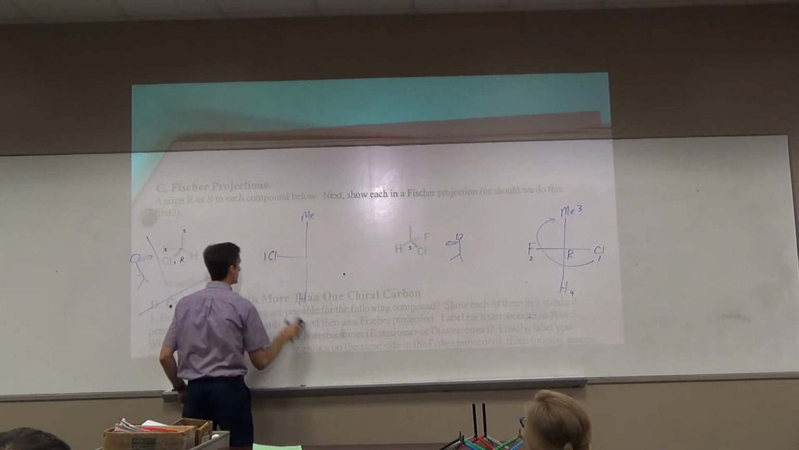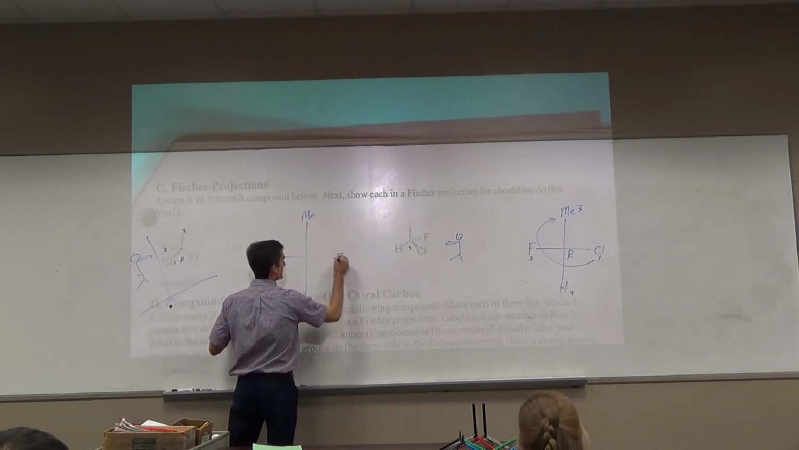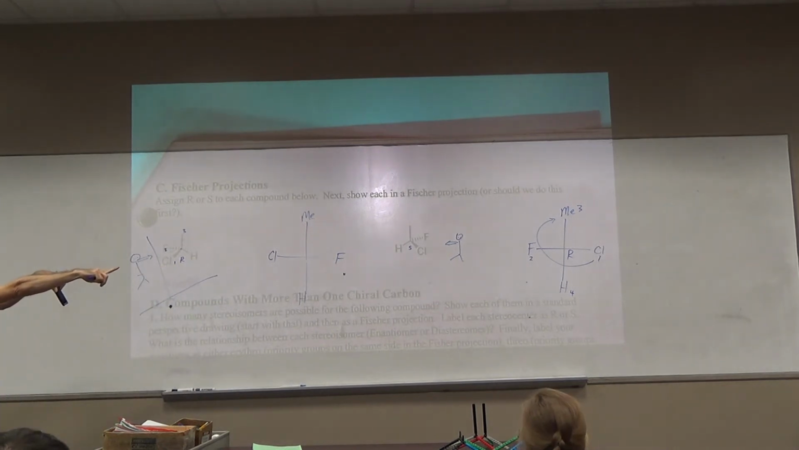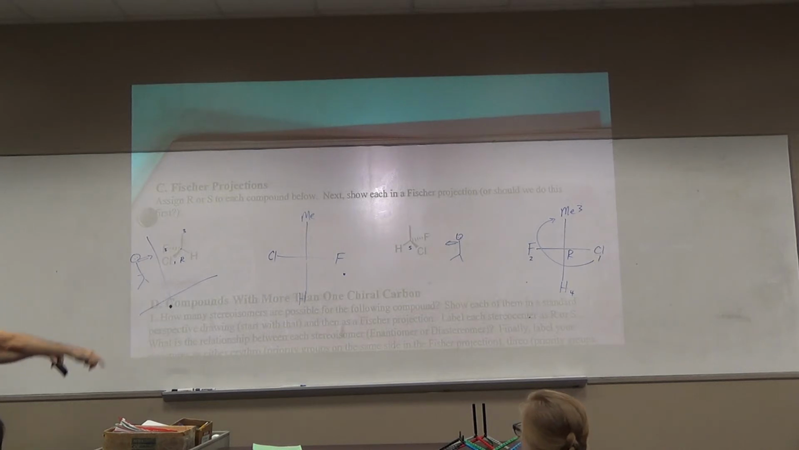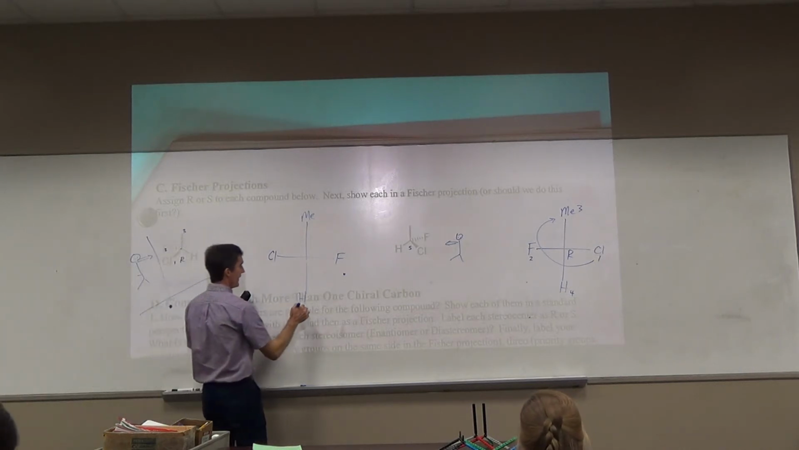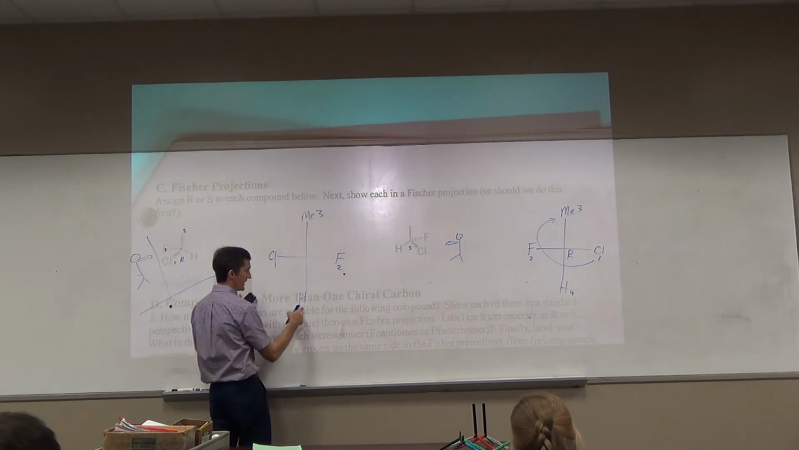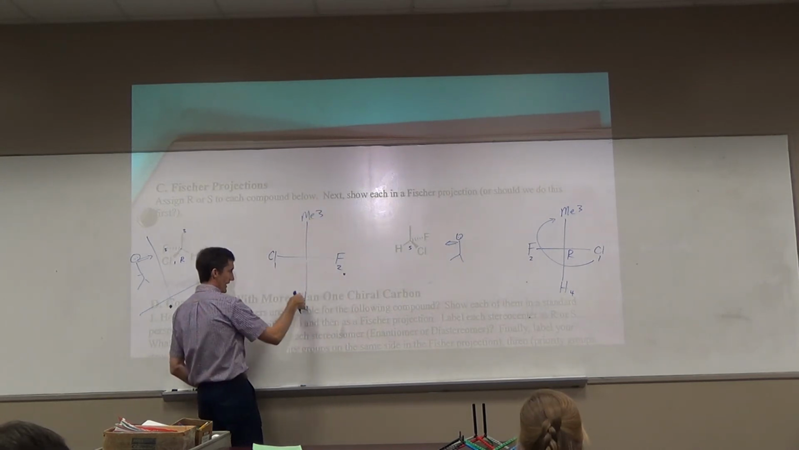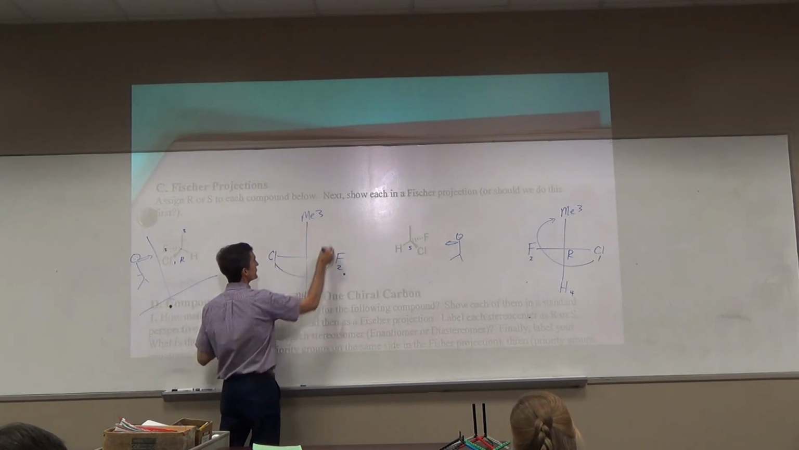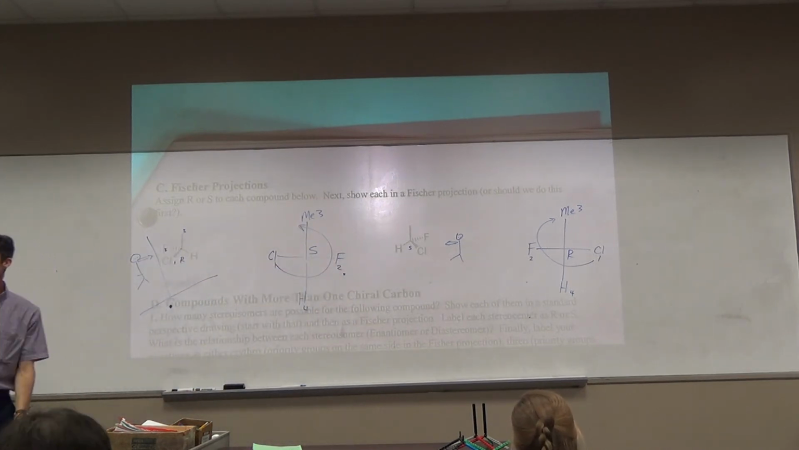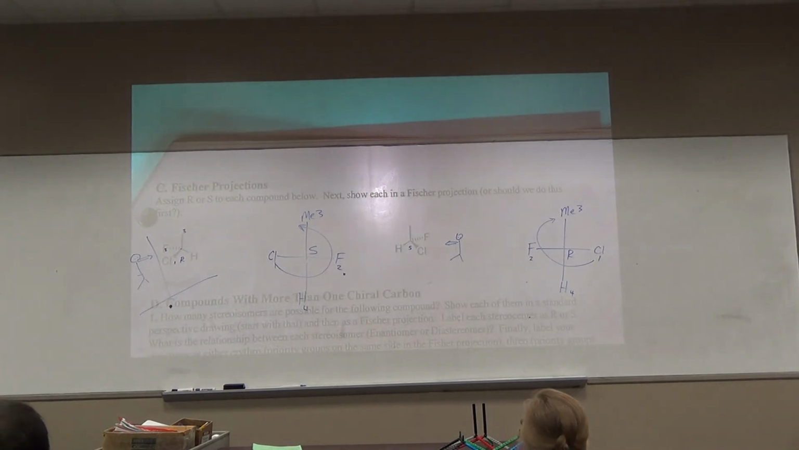That's a mirror image. F must be here. Look at the Fischers. Do the Fischers look like mirror images? Yes, they are. Okay. 1, 2, 3. H is in the front or back? H is the low priority group here. 1, 2, 3. What is this? S. I told you. You owe me a steak dinner. Okay? It's S. This is Fischer projections.